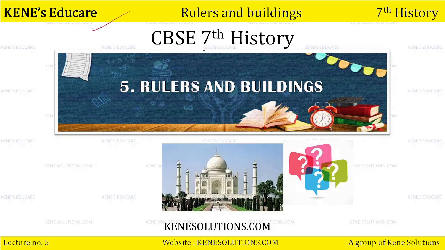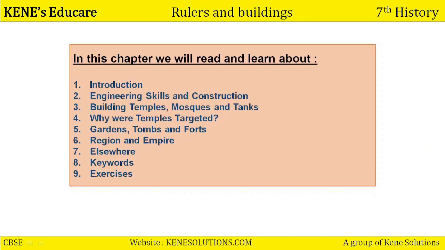Today in the session of class 7th history, we will read and learn about lesson number 5, rulers and buildings. So basically we will be reading about various rulers and the buildings being built by them. Okay? And in this chapter, children, we will read and learn about the following topics.